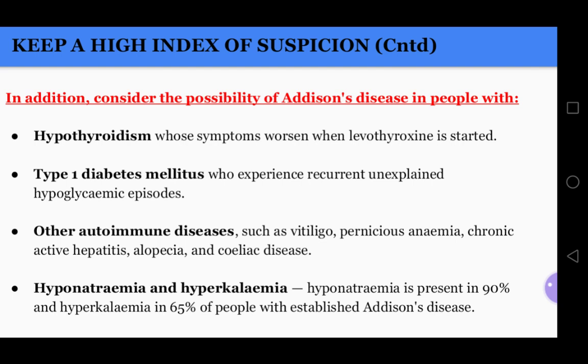In cases of hyponatremia and hyperkalemia, you should also consider Addison's disease in differentials because hyponatremia is present in 90% and hyperkalemia in 65% of people with established Addison's disease.